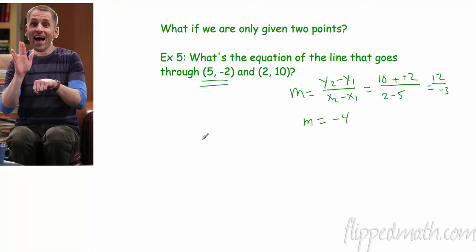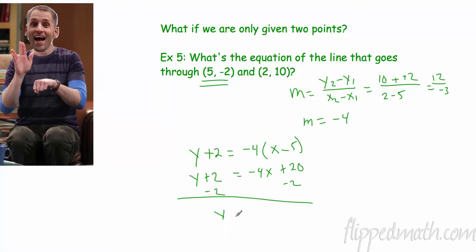Alright, plug it into the point-slope formula. It doesn't matter which point we use, does it? Not really. So y minus -2, well, that's like y plus 2, equals our slope times x minus our x coordinate, 5. Alright, let's distribute. -4x plus 20 equals y plus 2. Subtract 2 from both sides, and we get y equals -4x plus 18. Alright?